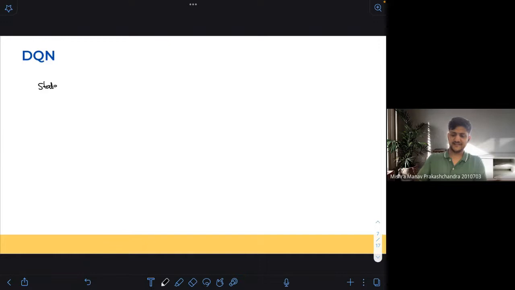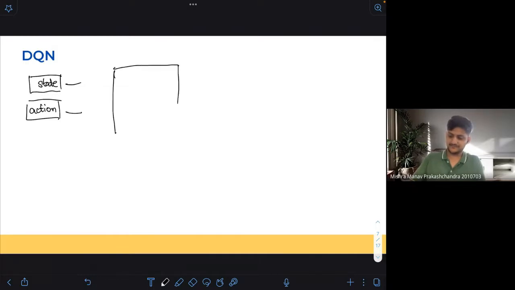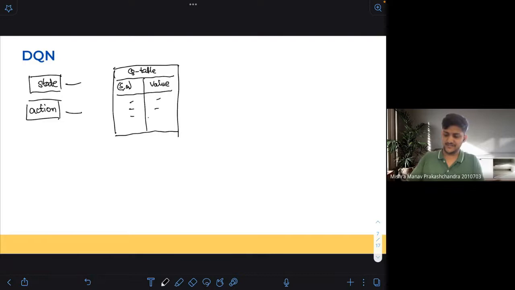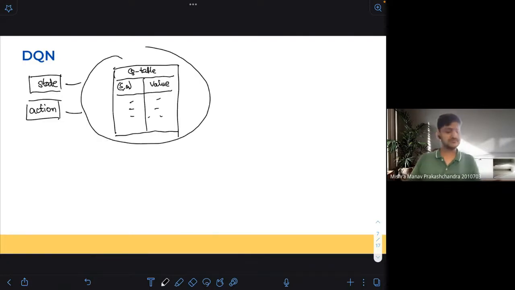you have a state. You feed in a state. You feed in an action. These are your inputs. This gets fed to a Q table. So you have some tabular method wherein you store the value function for each corresponding state action pair. And you make a note of all these things. This is how you do it in classical Q learning.